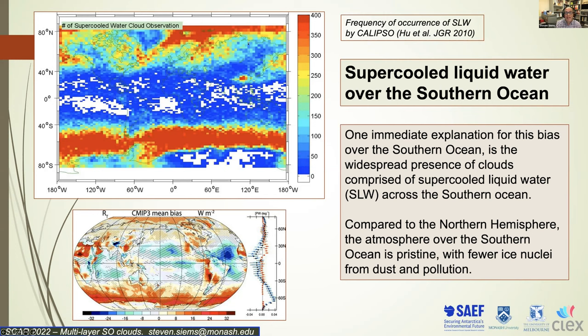It's not in the North Atlantic. It's not in the North Pacific. And this is believed to be able to contribute to the radiation bias that we find in the Southern Ocean.